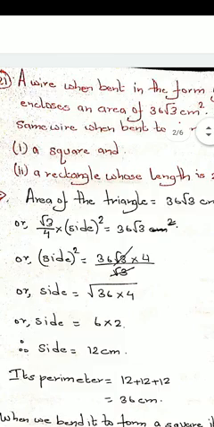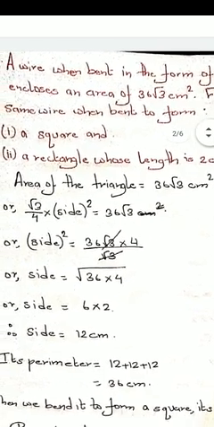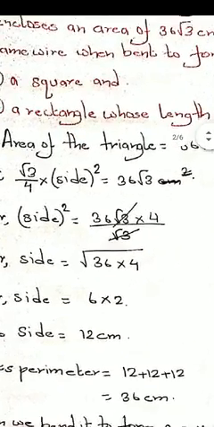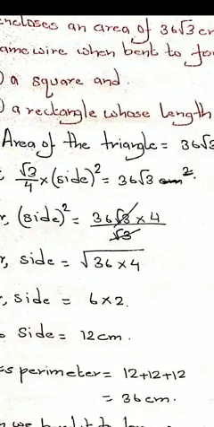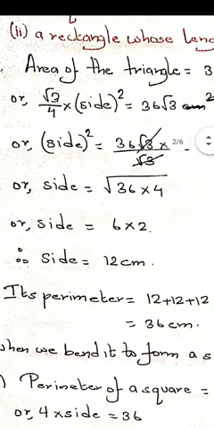So area of the triangle has been given as 36 root 3. So using this I'll find the side. We know that area of the triangle is given as root 3 by 4 into side square equals 36 root 3, or side square equals 36 root 3 into 4 divided by root 3. So root 3 I can cancel like this. So side square becomes 36 into 4. So side equals 6 into 2. Therefore, side equals 12 centimeter.